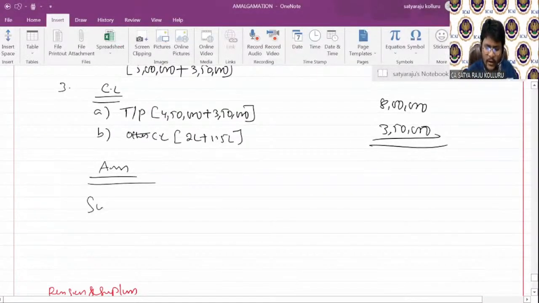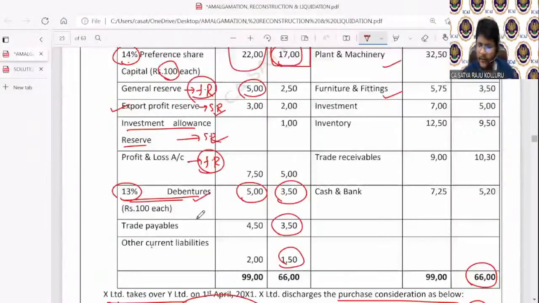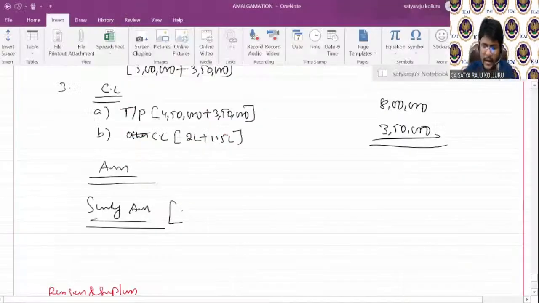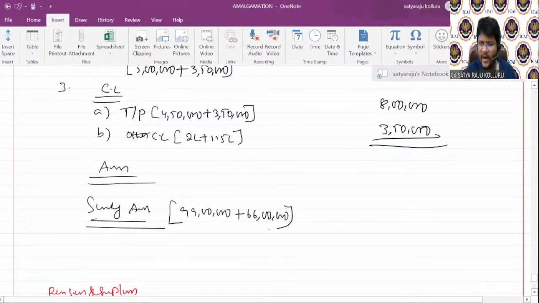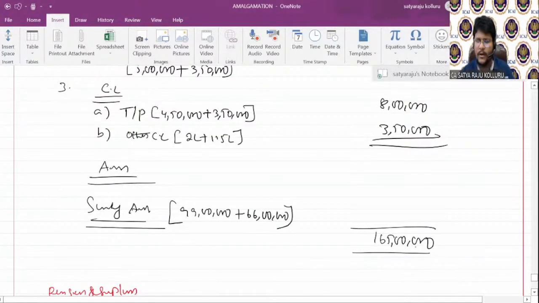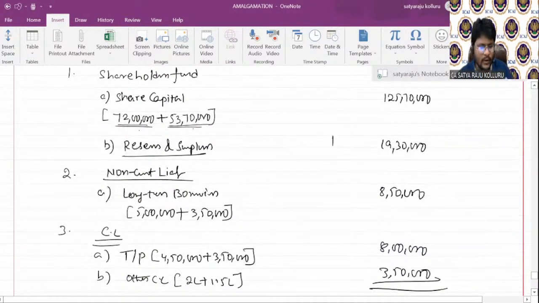I'm just writing the total of sundry assets because there is no change, guys. Total figures you can simply add: 99 lakhs plus 66 lakhs. There is no change in case of amalgamation in the nature of merger. 99 plus 66 is equal to how much? Which is 165 lakhs. So can you please make the total? Are we getting the correct figure?